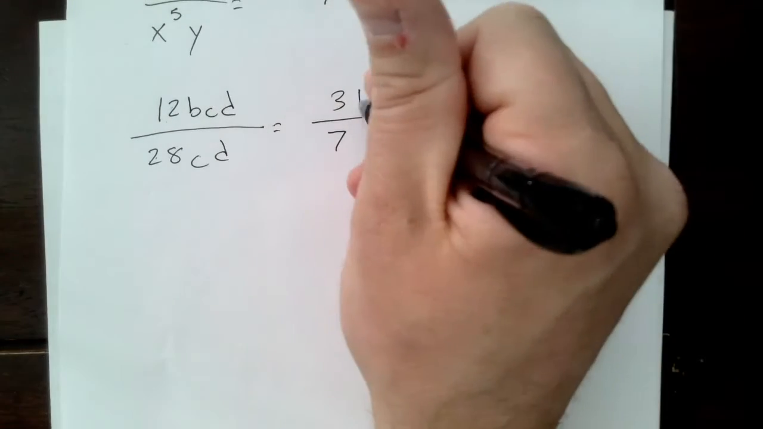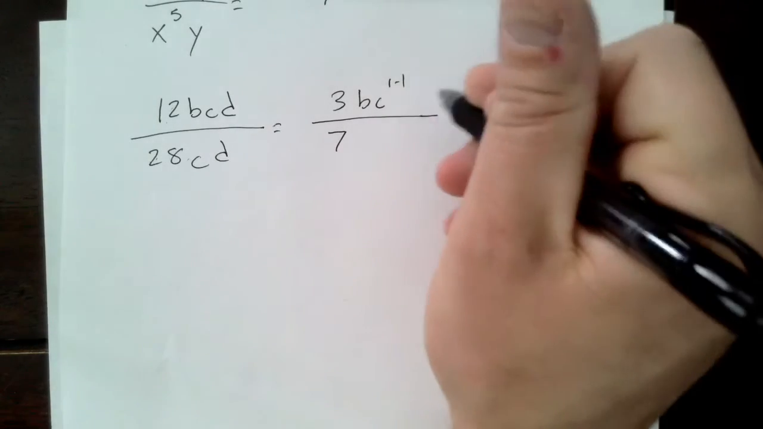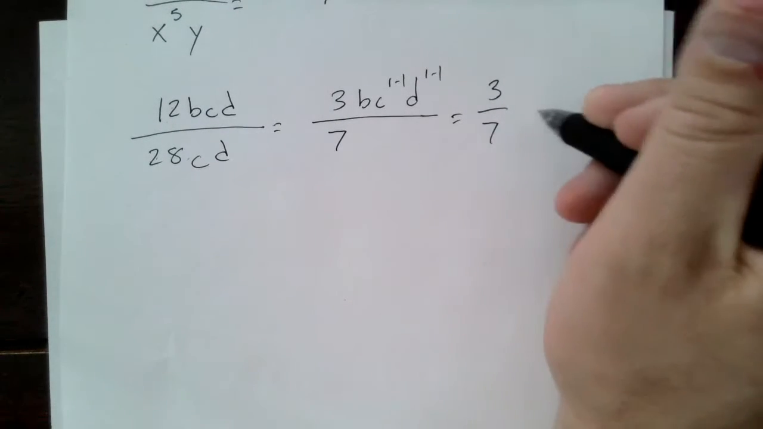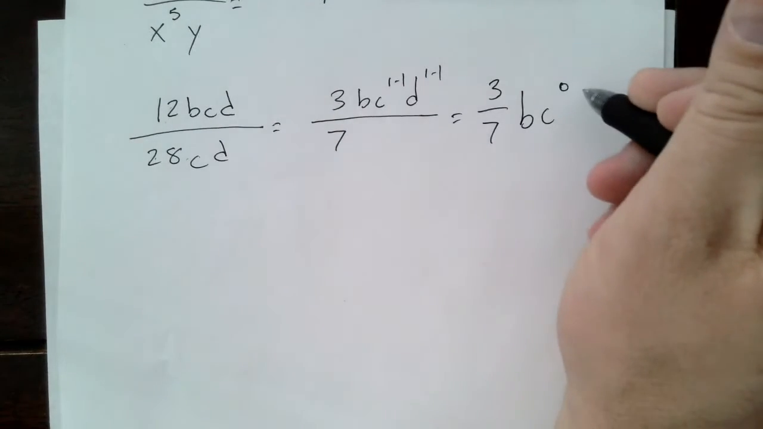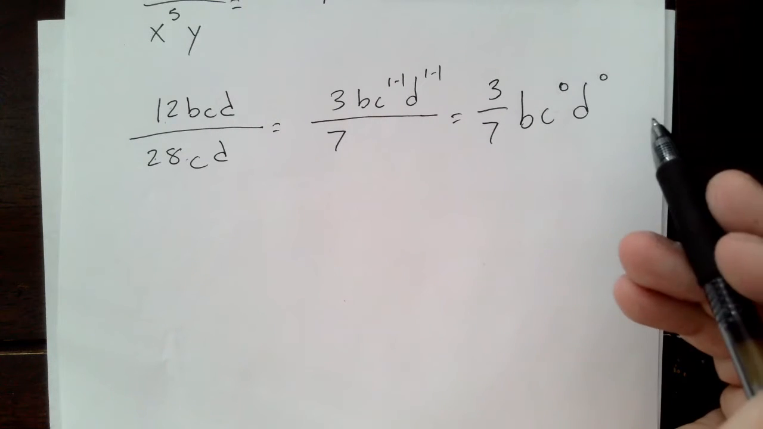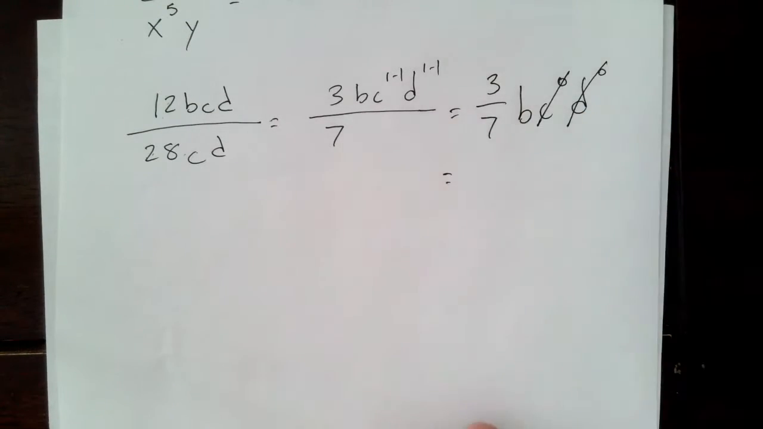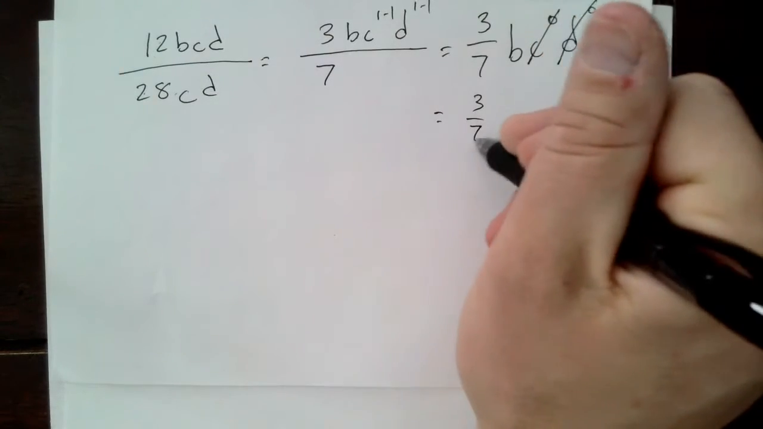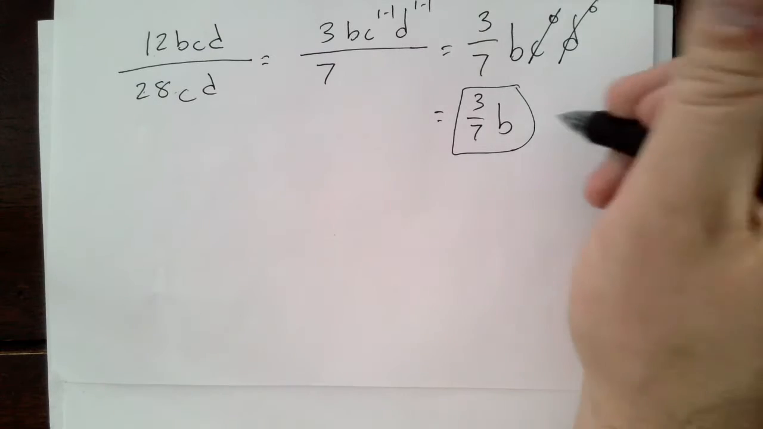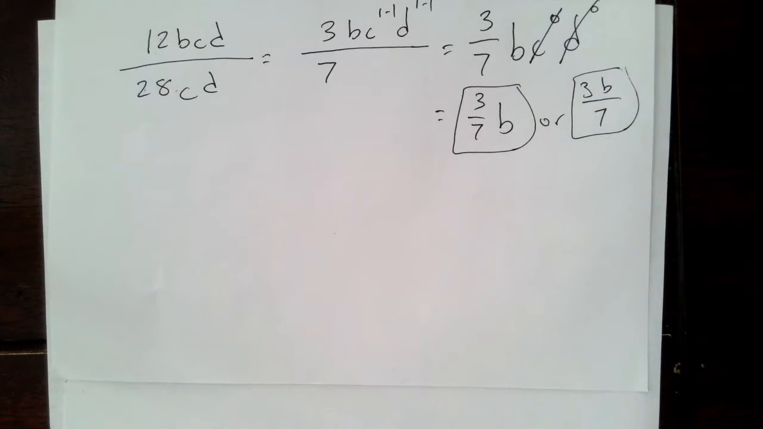Now, we have a b up top. There's no b down low, so the b just stays there. c to the 1 minus 1 and d to the 1 minus 1, which gives us 3 over 7, b, c to the 0, d to the 0. Now, anything raised to 0 equals 1. So basically, those things are going to cancel, and your answer is just going to be 3/7 b, or 3b over 7. Both of those things are correct.